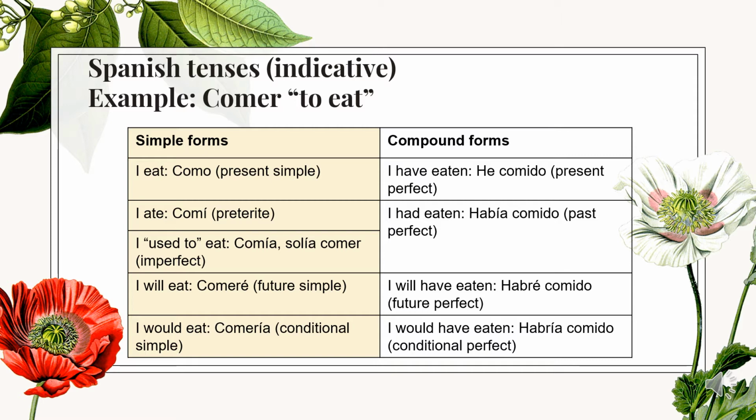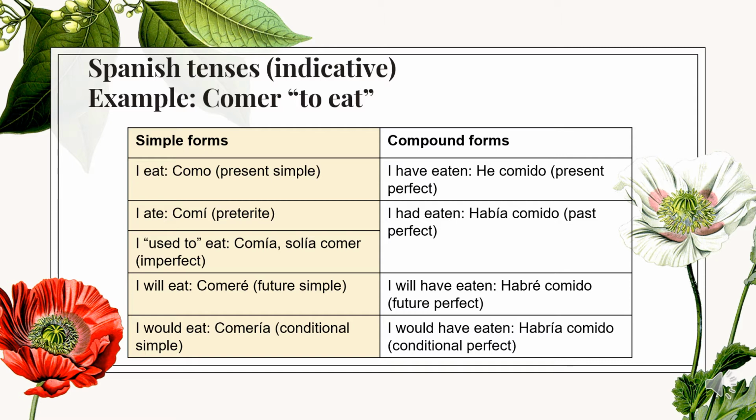Now, simple forms. I eat, como, present simple, to describe actions that happen, facts, events that happen on a daily basis. So every day like a routine. I get up at 7 o'clock. I eat this, I do that. Preterite, we use it to describe actions that happened in the past and finished in the past. So we use it for narrating events in the past. Yesterday, I ate this. So I ate this because dinner time is over, for example.